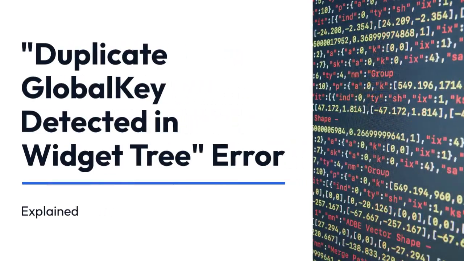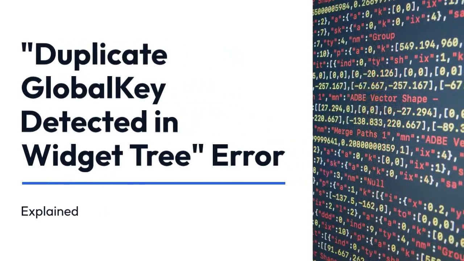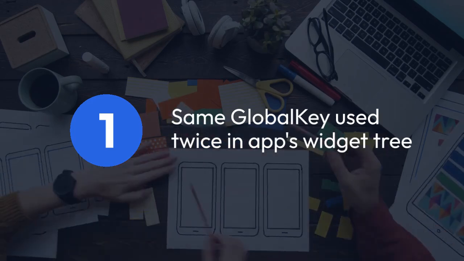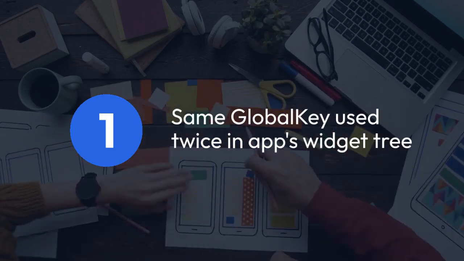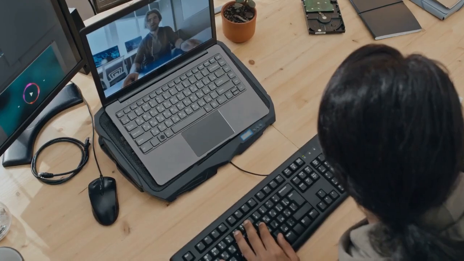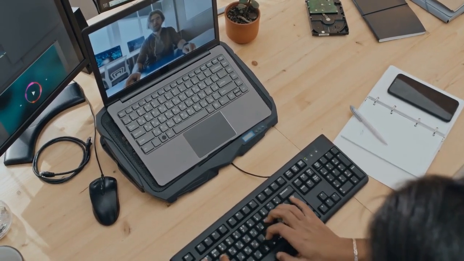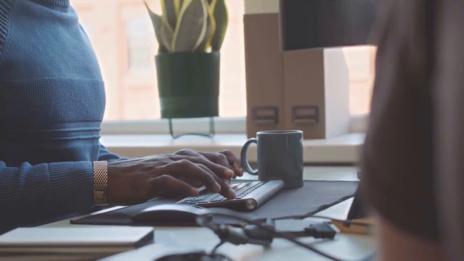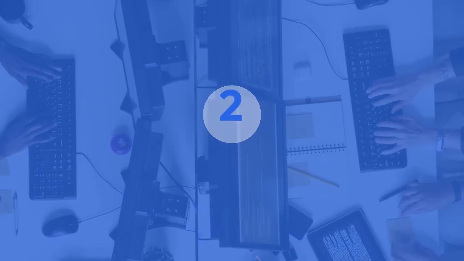We're explaining the Duplicate GlobalKey Detected in Widget Tree error in Flutter. 1. This error happens when you accidentally use the same global key twice in your app's widget tree. Think of a global key as a unique identifier for a specific widget. It's like a name tag, and each widget should have its own unique name. If two widgets have the same name tag, Flutter gets confused and throws this error.